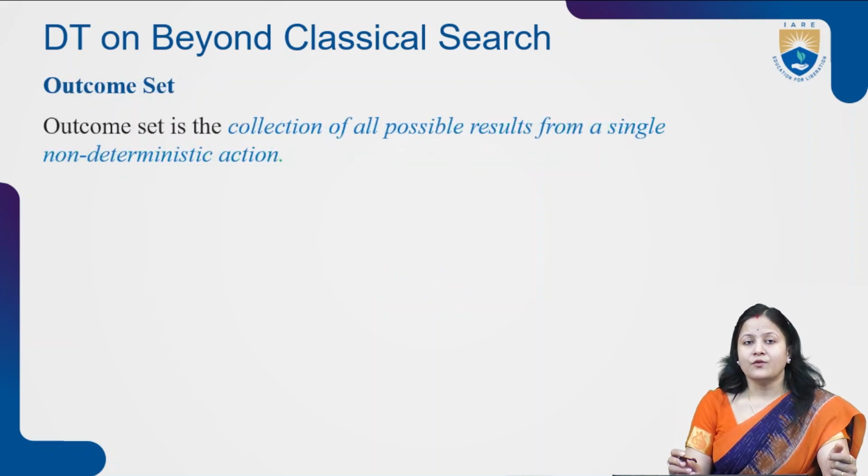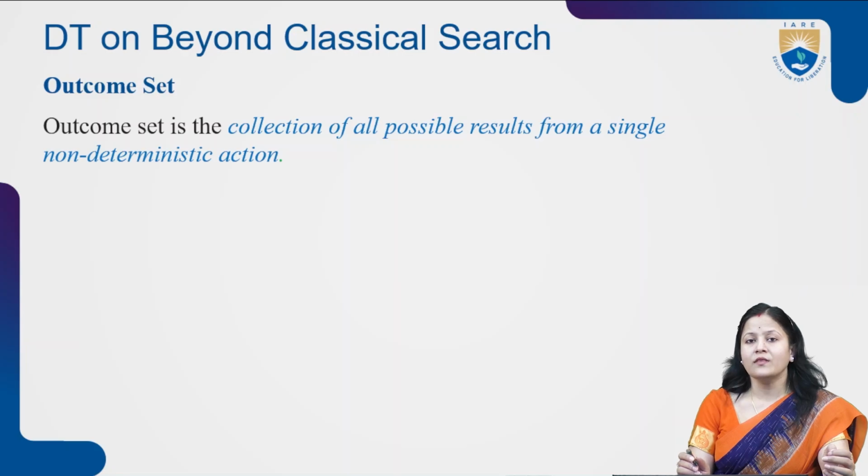Now, outcome set. What is the meaning of outcome set? Outcome set is the collection of all possible results from a single non-deterministic action. Whatever results we get for the non-deterministic action, all the uncertain actions, the combination of all the results is called the outcome set.